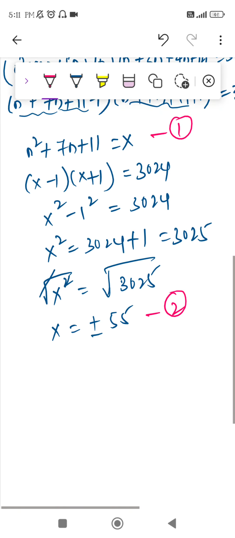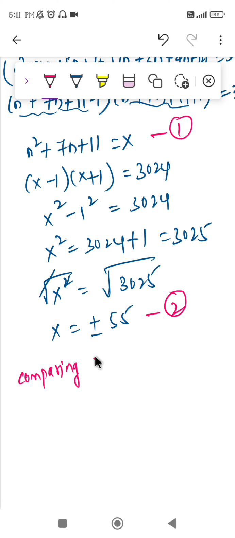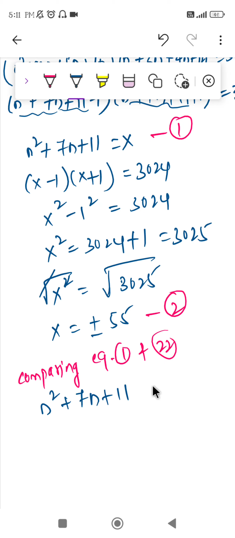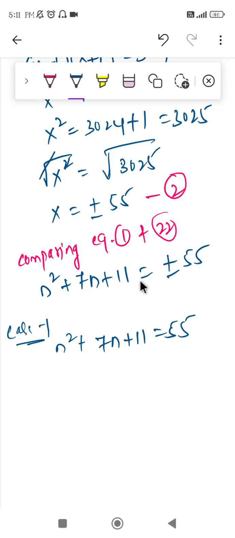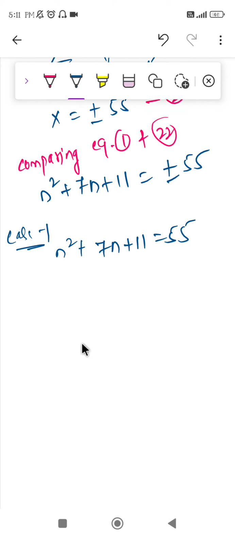So now comparing equation 1 and 2, in equation 1, n square plus 7n plus 11 is equal to x is given. So the x value we can put as plus or minus 55, and then here we will be having two cases. So case 1 is n square plus 7n plus 11 is equal to plus 55, and the second case is minus 55. And now we can solve this one.